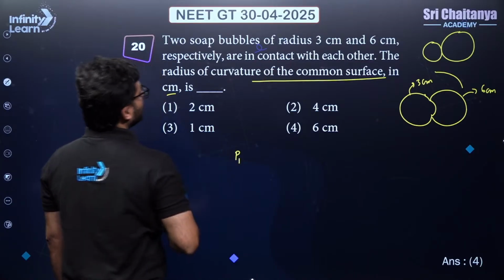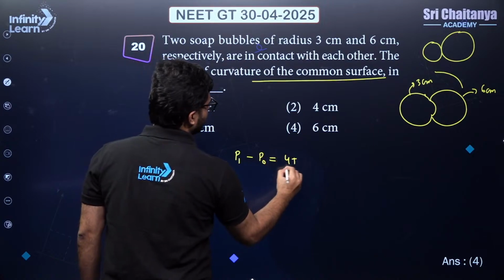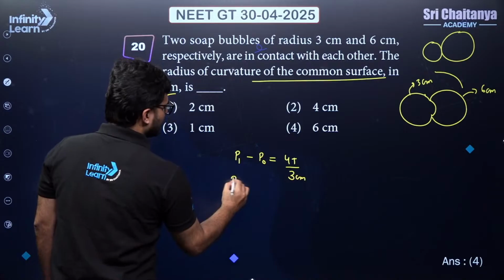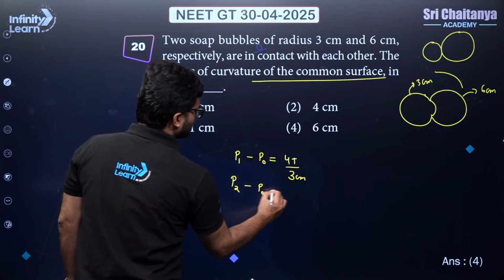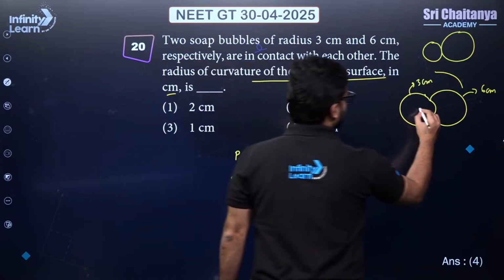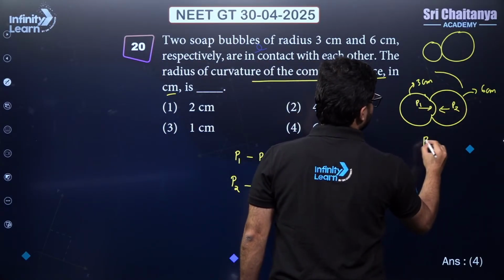The smaller soap bubble? P1 minus P0. What is the excess pressure? 4T by R, which is 3 centimeters. For the second, you can write P2 minus P0 is equal to 4T by 6. Right? So here you have pressure P1, here you have pressure P2. We need to find P1 minus P2.